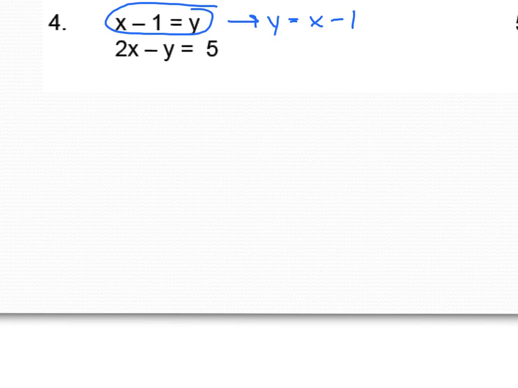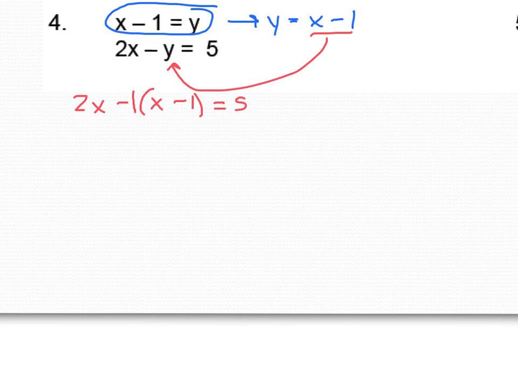I'm going to take this. If y is equal to x minus 1, I'm going to take x minus 1 and plug it in for y in the other equation. So that's going to be 2x minus, parentheses, this is important, x minus 1. Now, what is the coefficient in front of y? This is a little tricky. The coefficient here, just by itself, means it's 1. So I have negative 1 times x minus 1 equals 5.